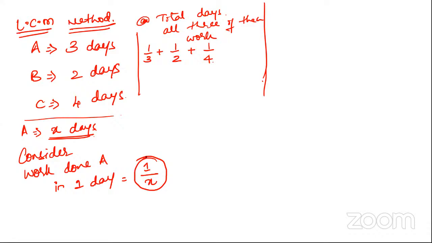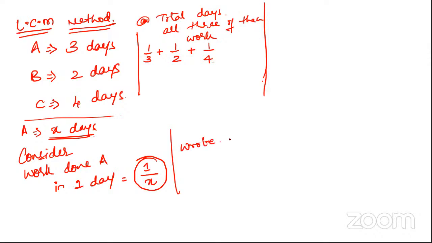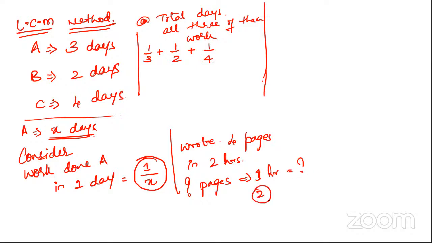So basically, let's put it in this way, Matangi. Let's say that you wrote 4 pages in 2 hours. Then how many pages did you write in an hour? 2 pages. How did you get 2?